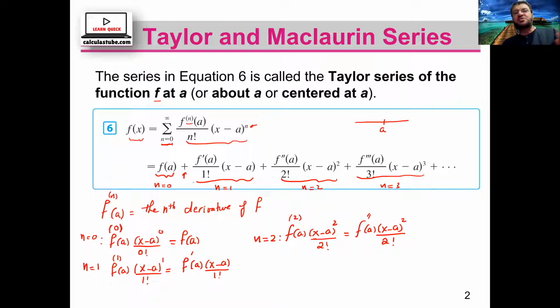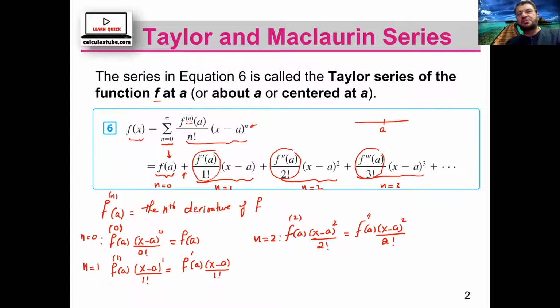So this is the expansion of Taylor series, guys. And what do you notice here? This part is a number. This one also is a constant. This is also a constant. Those are numbers. This is also a constant.